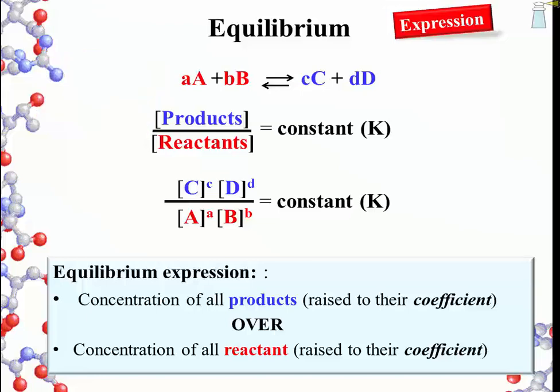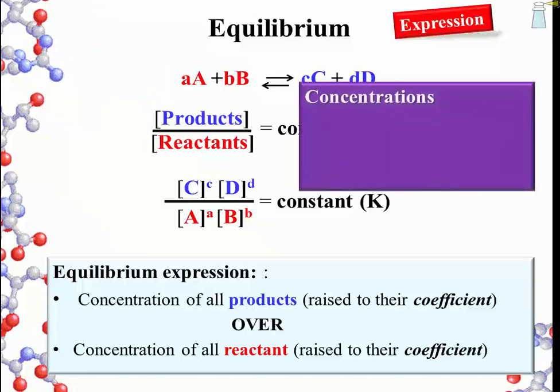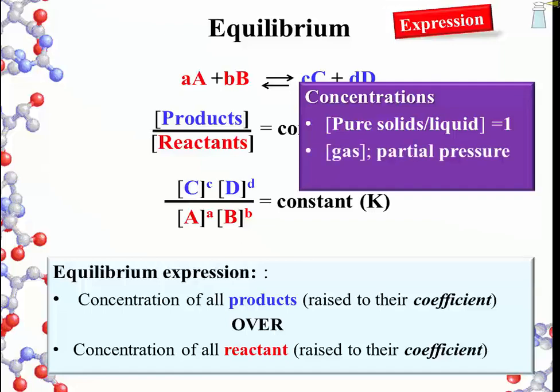A point or two regarding inputting concentrations into the ratio. The concentration of a pure solid or a pure liquid is 1. 100% of a pure substance is that substance. The concentration of pure gold is 1. When dealing with gases, use the partial pressure of the compound of interest. When dealing with aqueous solutions, use the molarity of the compound of interest.